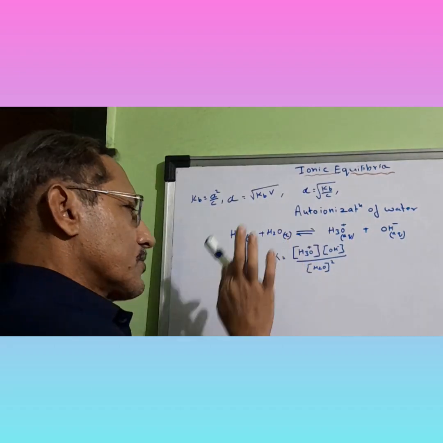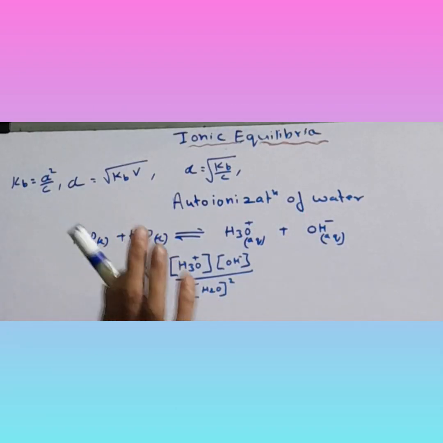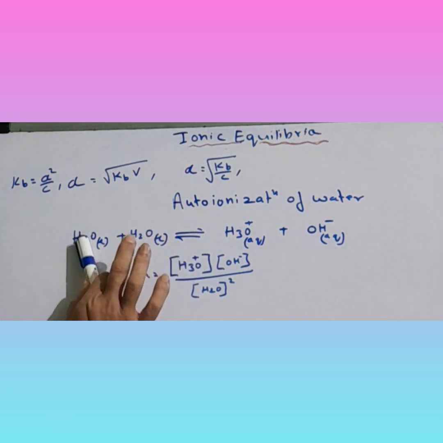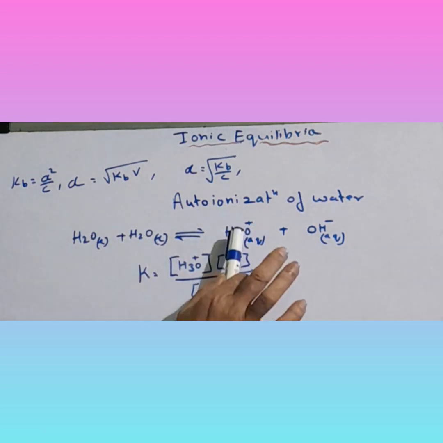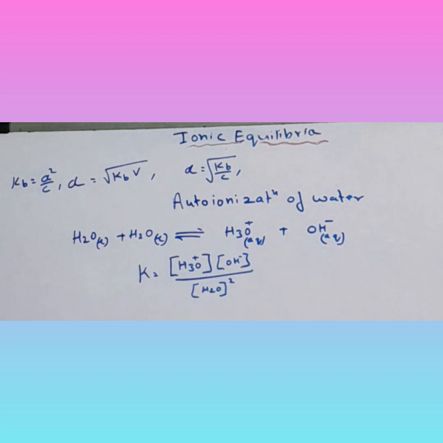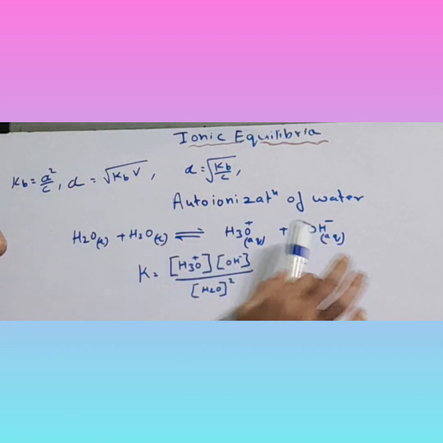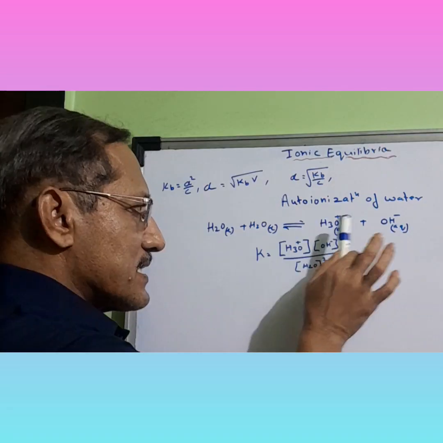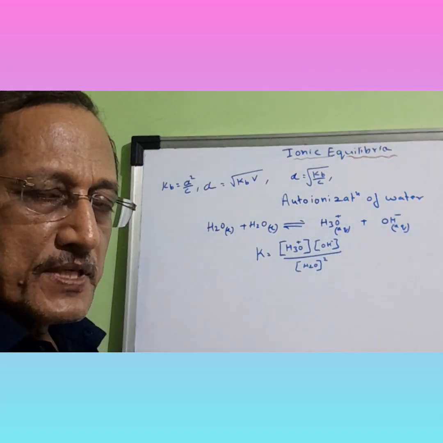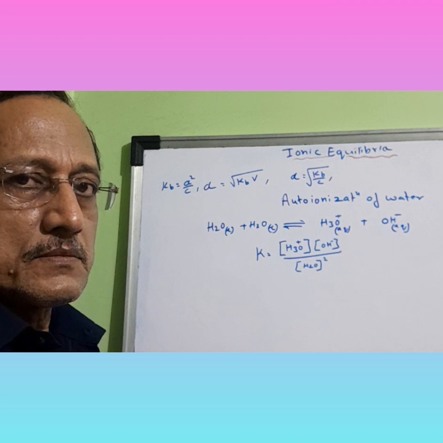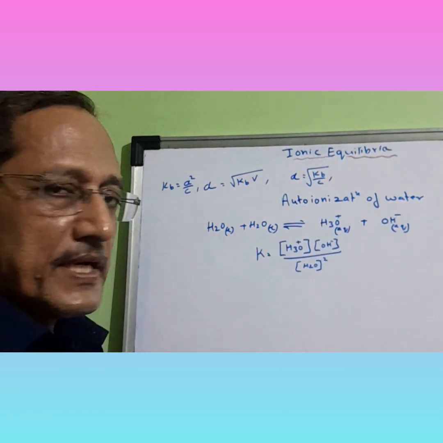Again I repeat this. Assuming this acts as an acid, it has given its H plus to this and formed H3O plus, the hydronium ion, and since it has lost its H plus, it forms OH minus. So we formed acid and base in aqueous medium, in water. And this is what is autoionization of water.